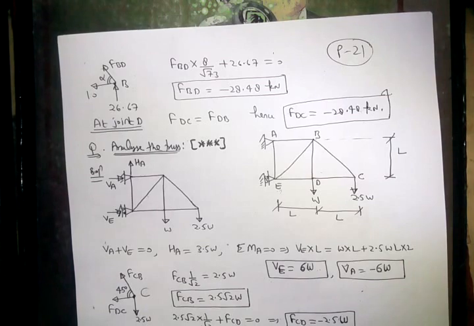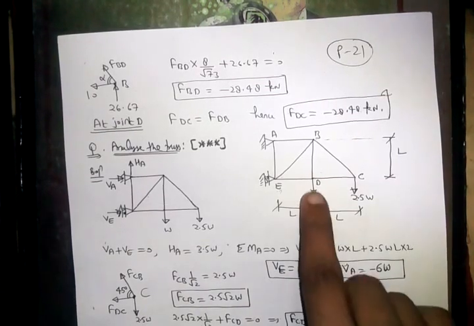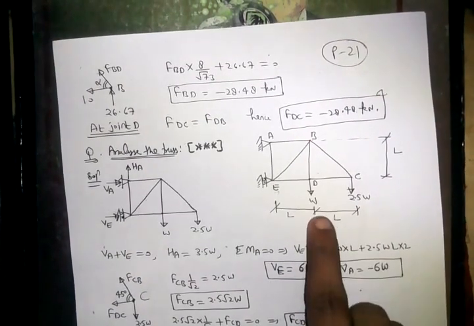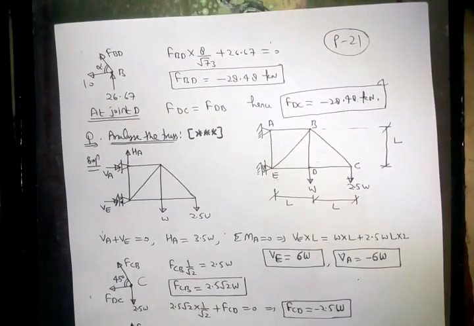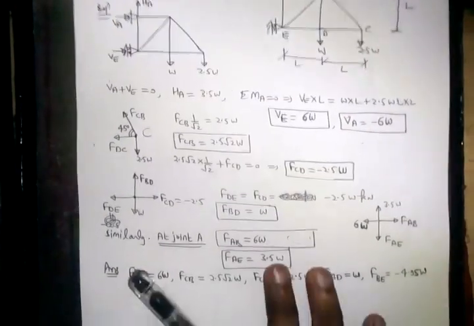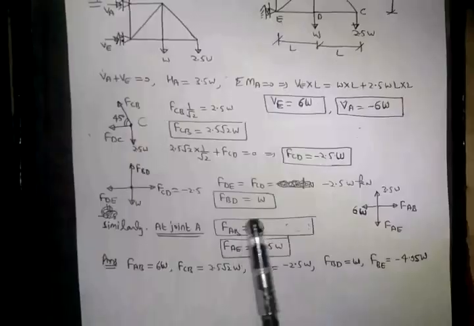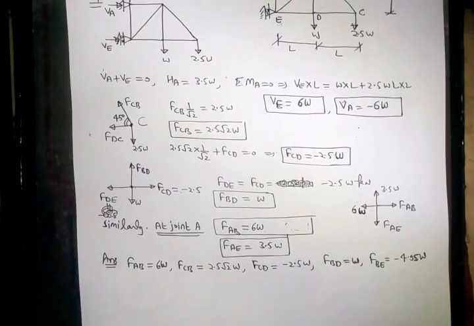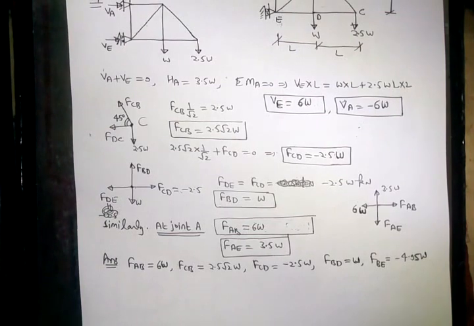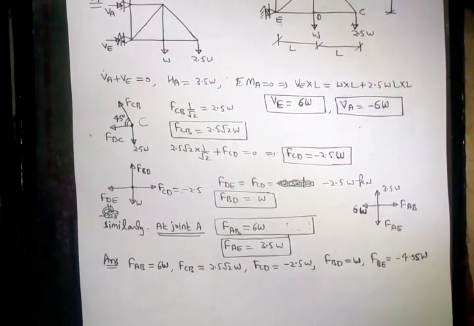Also by direct observation we can say that force in BD will be W tensile, means FBD will be plus W, right? This is FBD equal to plus W. So we can take joint, first of all joint C, then joint D, and then joint B, and finally A or E, right? Okay.